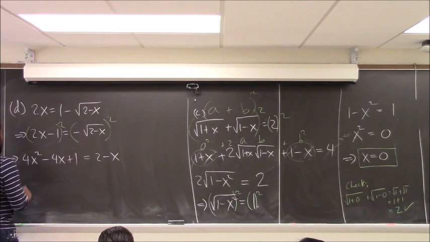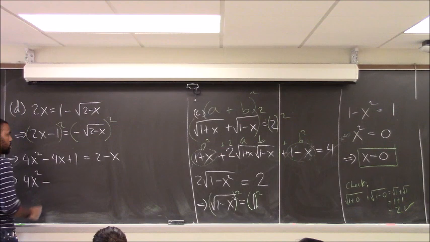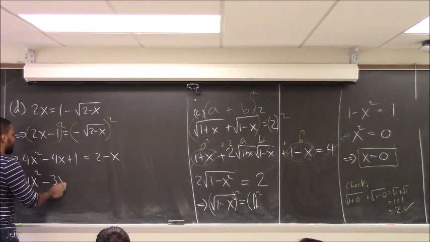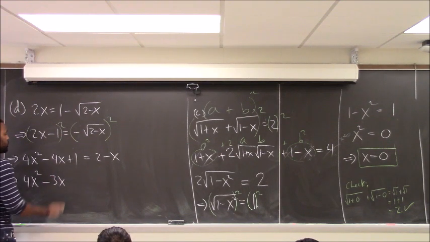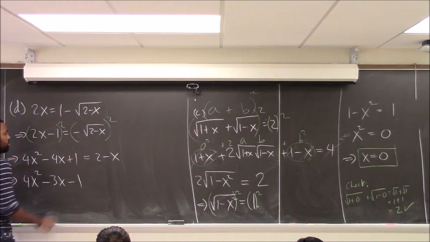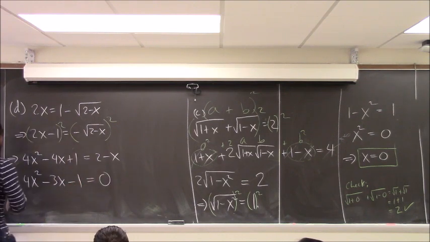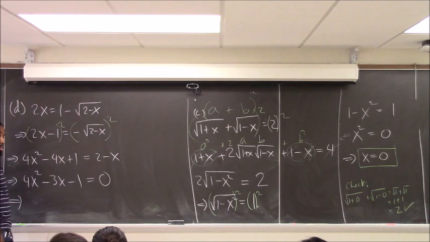Add x, bring everything to one side, in other words. If I add x, I would have minus 3x. If I subtract 2, I would end up with minus 1.